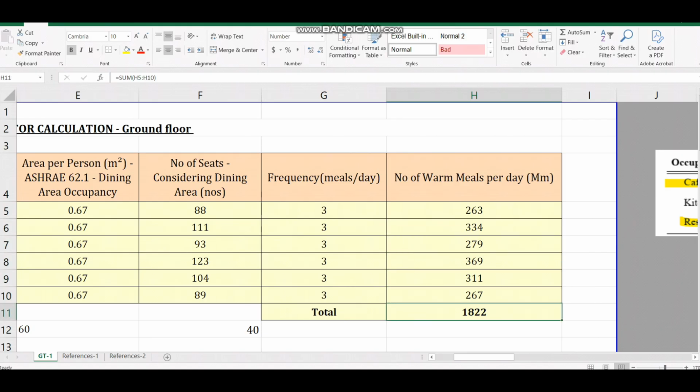Now here we have 2 options. It's based on the project. We can say that for each retail area and each restaurant, we can go with a single automatic grease interceptor, or we can combine all the restaurants and have one single grease interceptor for all the restaurant areas. So there are two options. This one we can confirm with the client also at the initial stage.